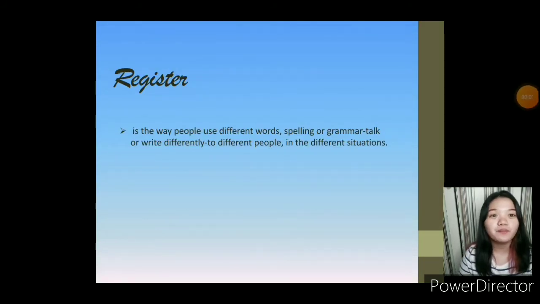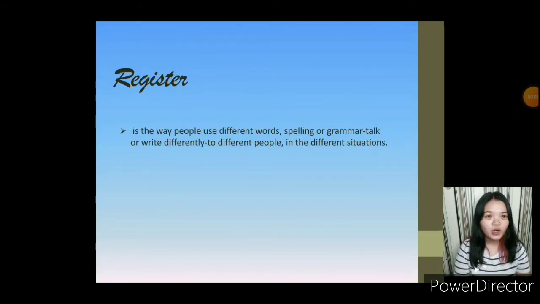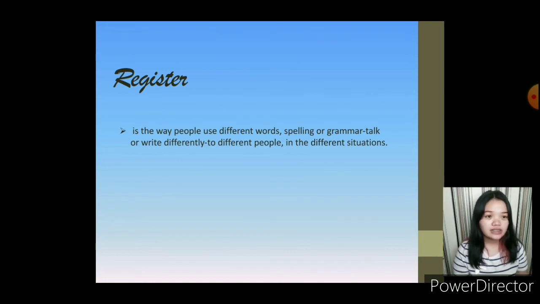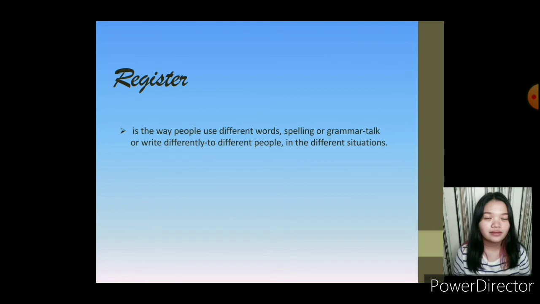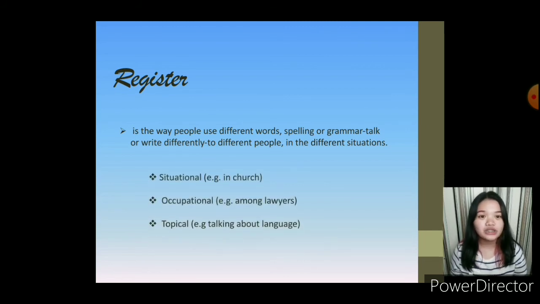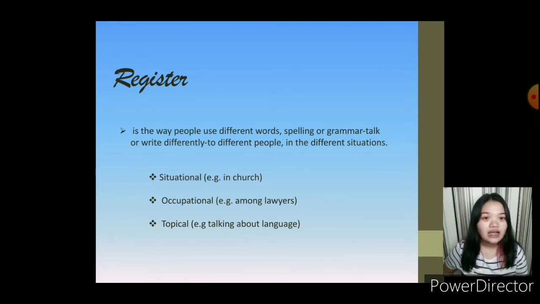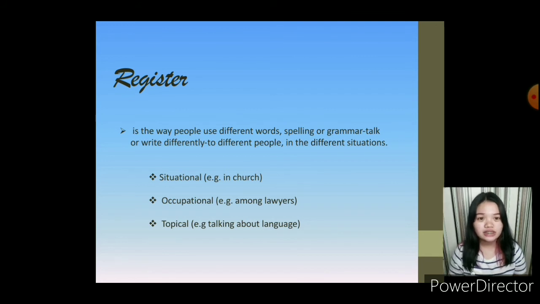Register is the way people use different words, spelling, or grammar, and talk or write differently to different people in different situations. Register is one of the factors that influence speech style. A register contains jargons. Different registers are used in different contexts. One is situational, two is occupational, and three is topical. The example of situational is in church, occupational is among lawyers, and topical is talking about languages.